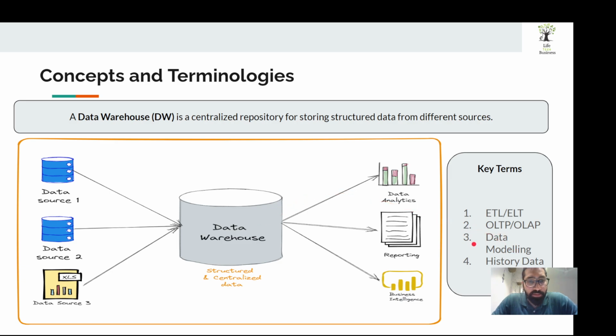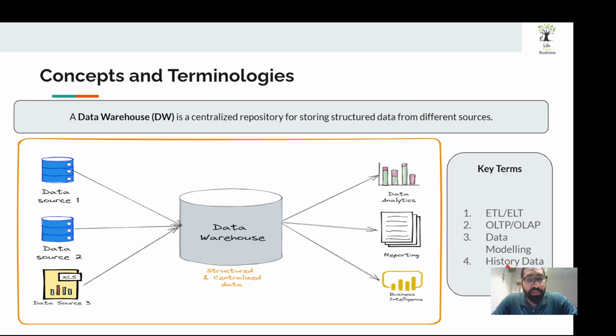The third term a data warehouse practitioner should know is data modeling. We'll talk about this in detail as well, in terms of different schema designs, like star schema or snowflake schema. And also one should be aware of how to make an efficient design of the data warehouse, what fact tables we need to define, what dimension tables we need to define. So the whole idea is that data modeling is also an ingredient part of the data warehouse practitioner's work.